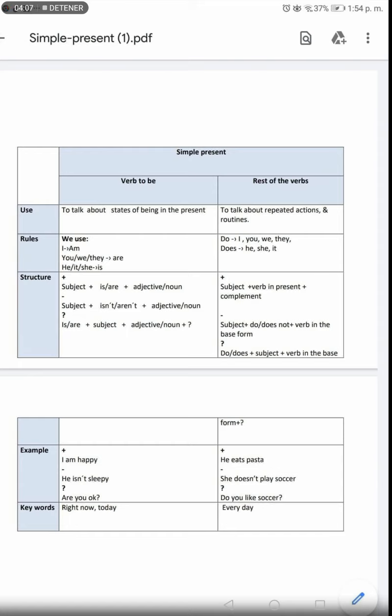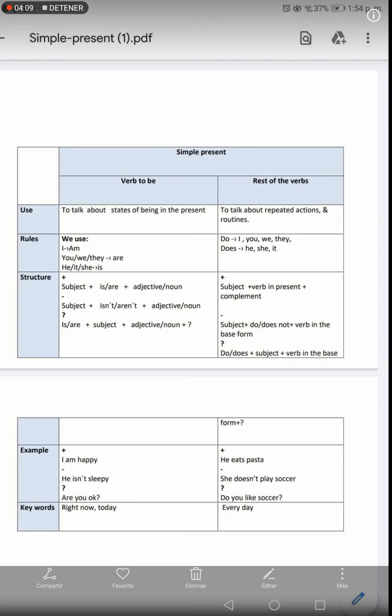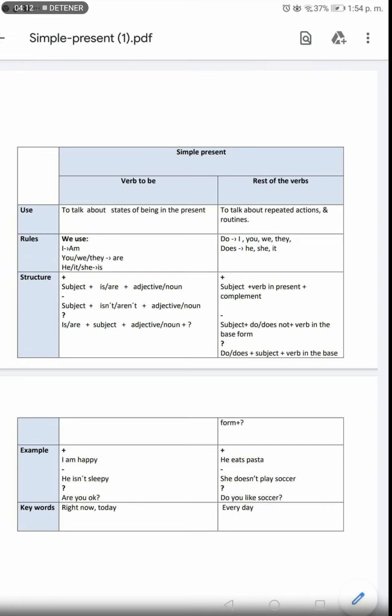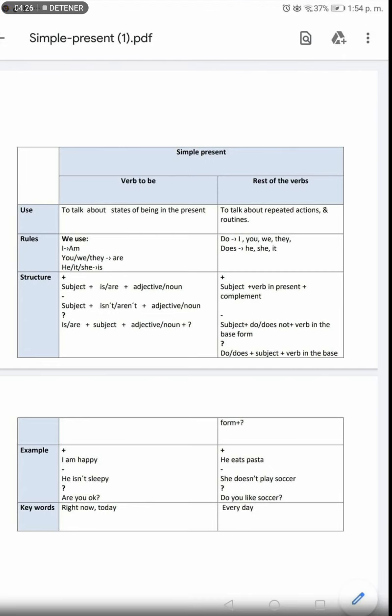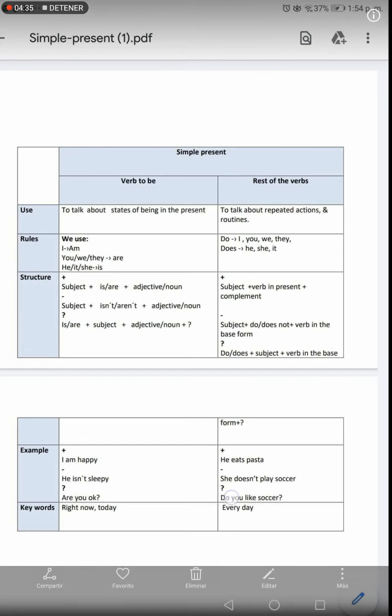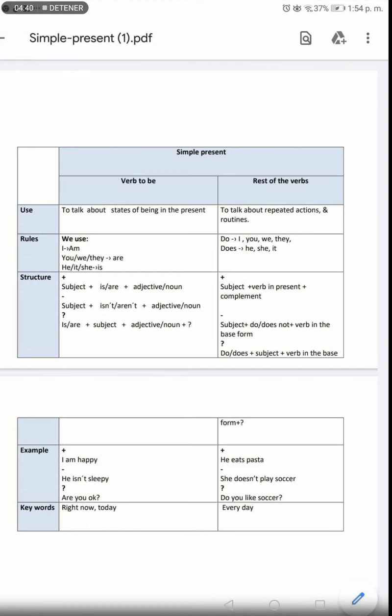Finally, the question mark. Que no se nos olvide nuestro signo de interrogación. Now we have an example that says he eats pasta. Él come pasta. Subject, verb, complement. She doesn't play soccer. Subject, auxiliary verb with the negation, the verb, and soccer. That is the complement. Finally, we have do you like soccer? We have auxiliary verb, subject, verb in simple form, and complement.